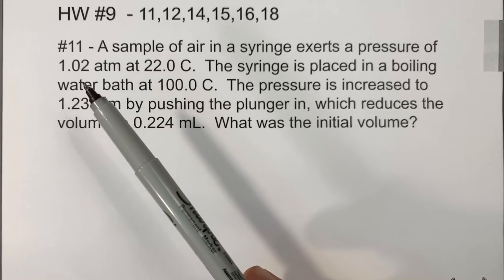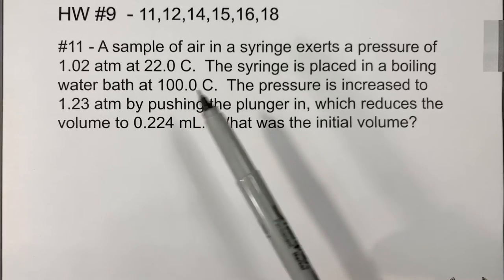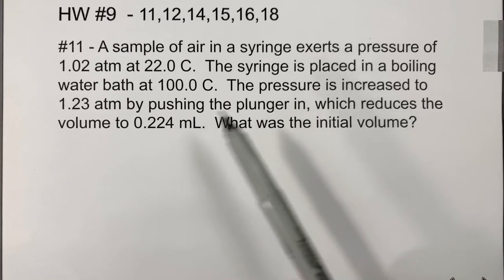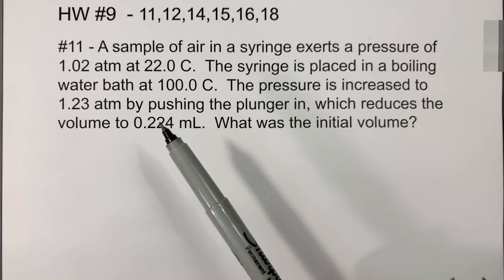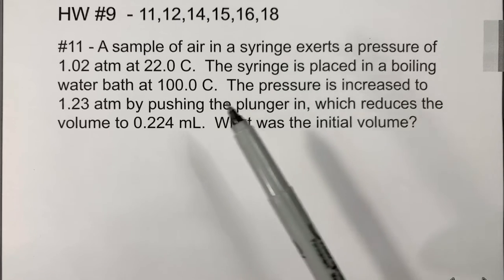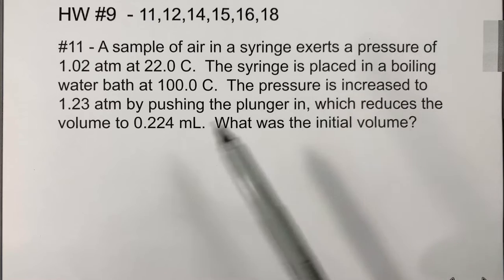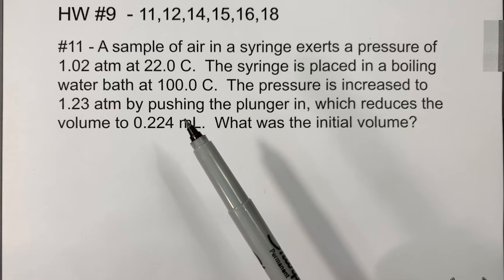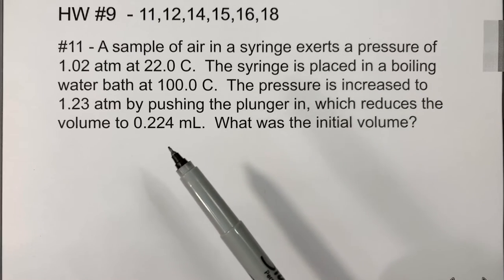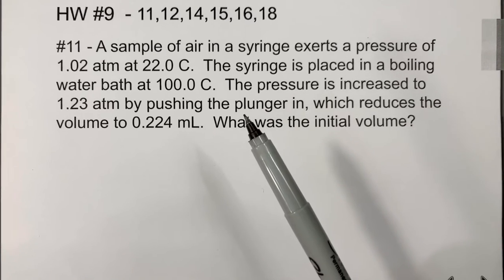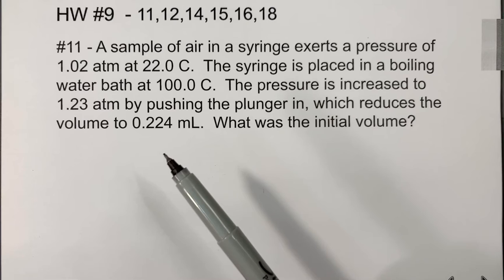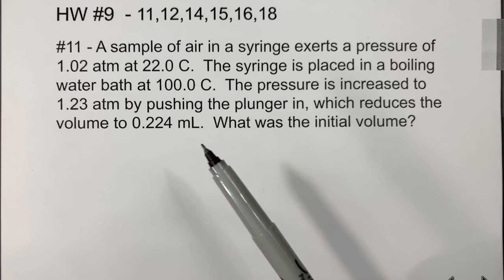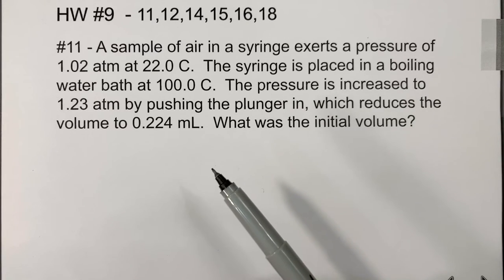It says a sample of air in a syringe exerts a pressure of 1.2 atmospheres at 22 degrees Celsius. The syringe is placed in a boiling water bath at 100 degrees Celsius. The pressure is increased to 1.23 atmospheres by pushing the plunger in, which reduces the volume to 0.224 milliliters. What was the initial volume?